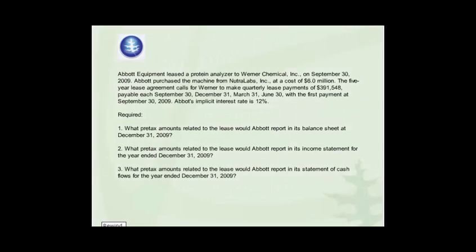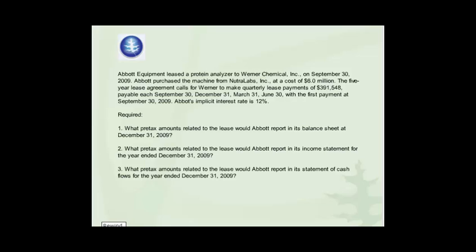Abbott Equipment leased a protein analyzer to Werner Chemical on September 30th, 2009. Abbott purchased the machine from Nutrilabs, Inc. at a cost of $6 million. The 5-year lease agreement calls for Werner to make quarterly lease payments of $391,548, payable each September 30th, December 31st, March 31st, and June 30th, with the first payment at September 30th, 2009.